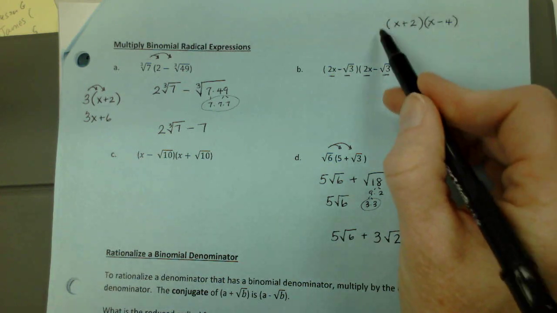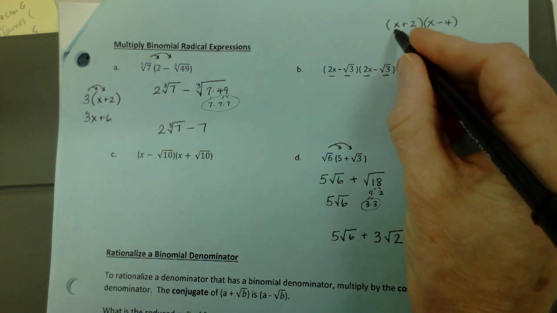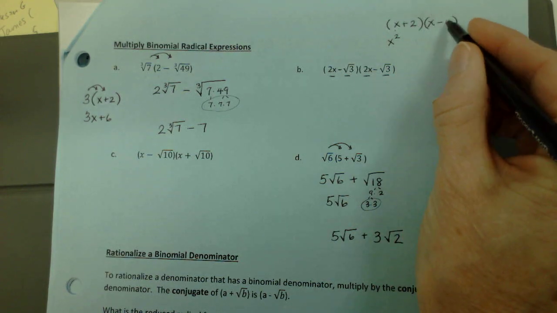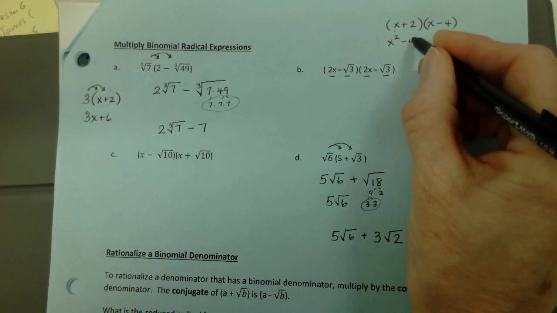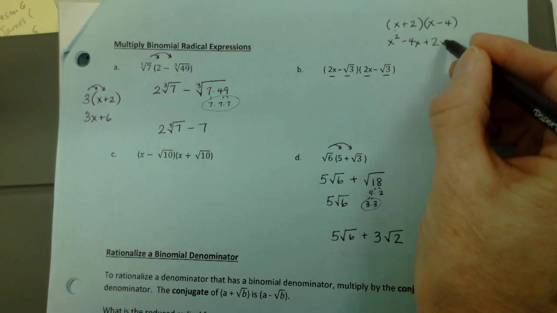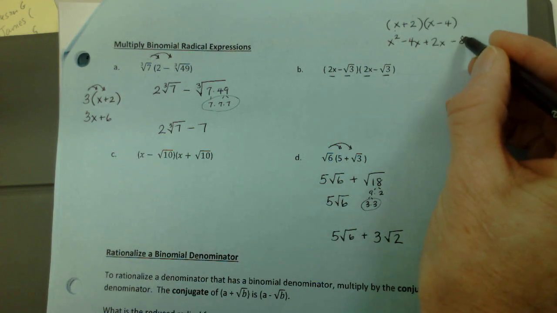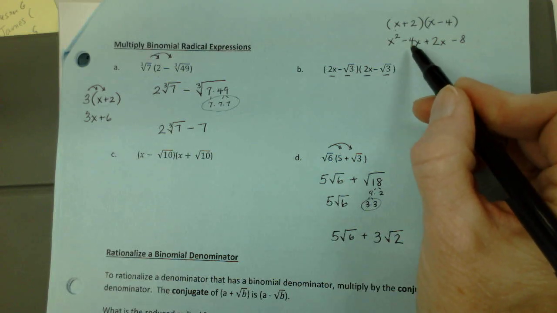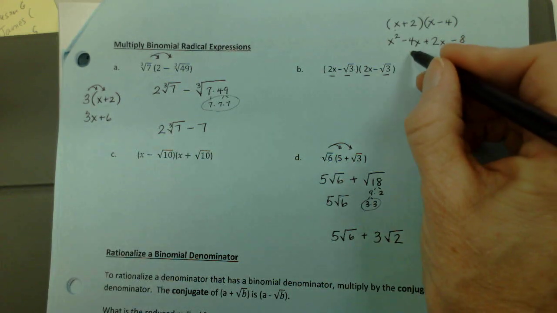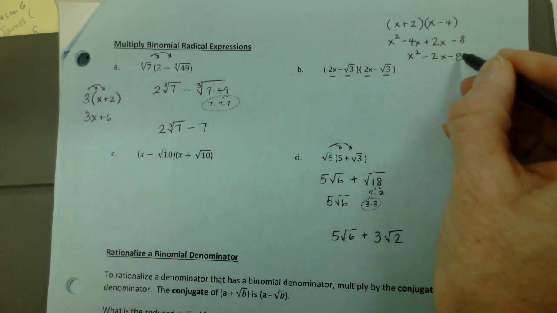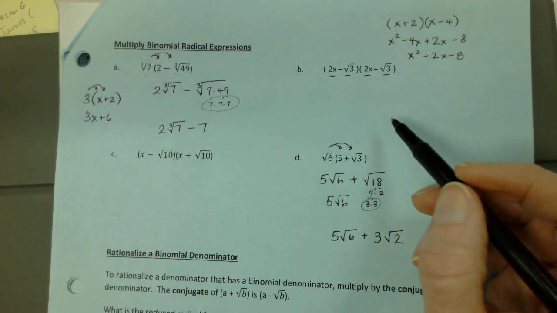And we worked on that earlier this year. We'd go ahead and we'd FOIL, and we'd take first term times first term. We'd look at the outside product. We'd look at the inside product, and we'd take the last term times the last term. And most of the time, the outside and the inside terms would be like terms, and we would combine those, and we would say x squared minus 2x minus 8. Okay, well, we're going to do the same thing here.